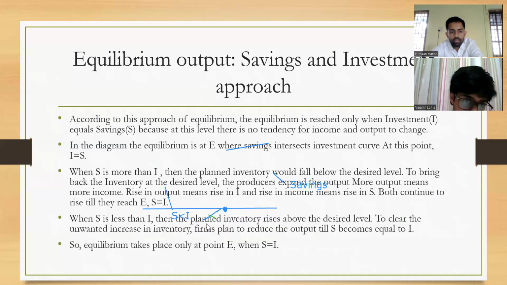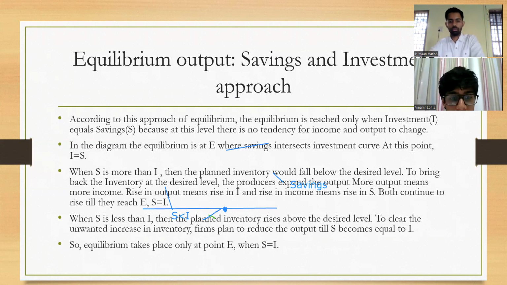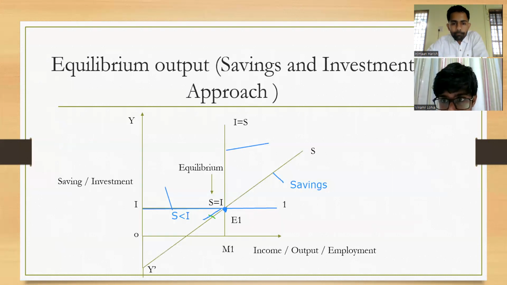Okay, so when S is less than I, the planned inventory rises above the desired level. To clear the unwanted increase in inventory, firms plan to reduce the output till S becomes equal to I. So can you show me what line depicts the inventory? Equilibrium takes place only at point E when S is equal to I.